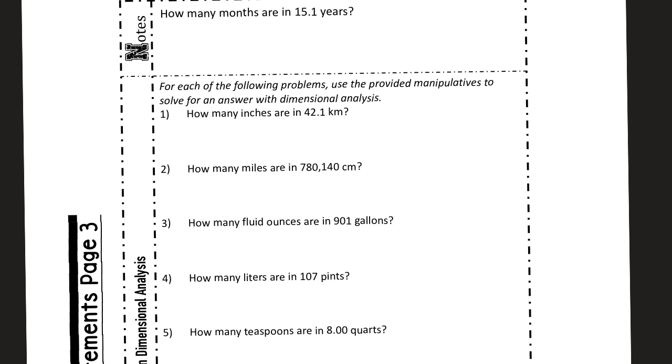All right, so I'm going to work through these factor label problems, and you can check your work and advance through if you'd like to. So we've got how many months are in 15.1 years. So we know we've got 15.1 years. There's our known, and we're asked to find months. So put my known over in the top of my table.